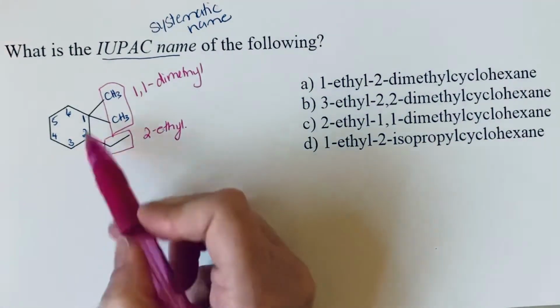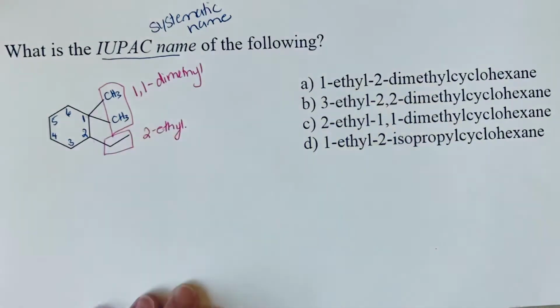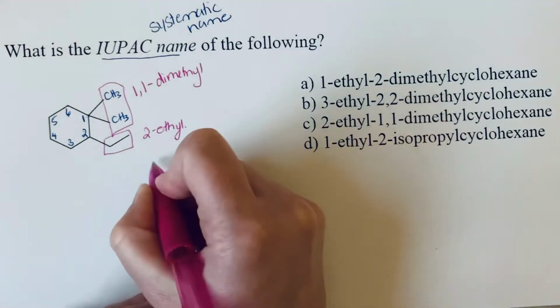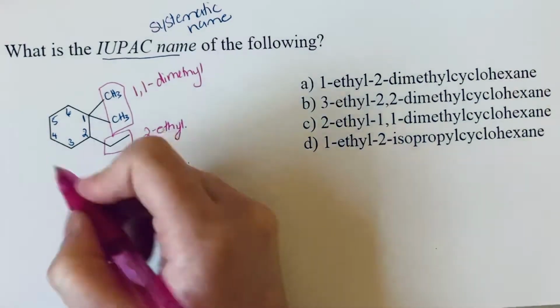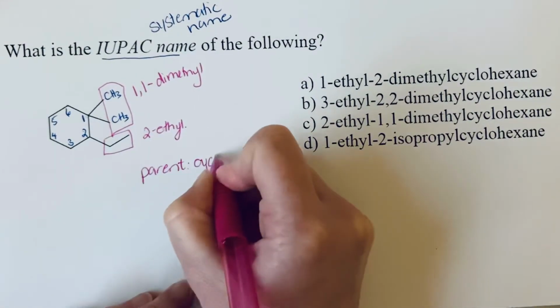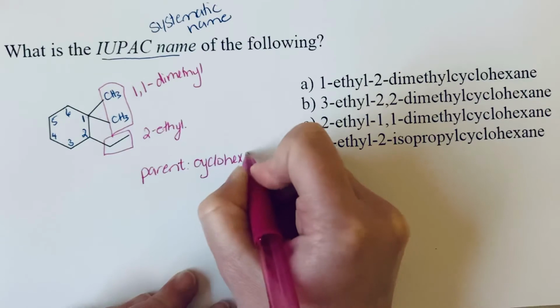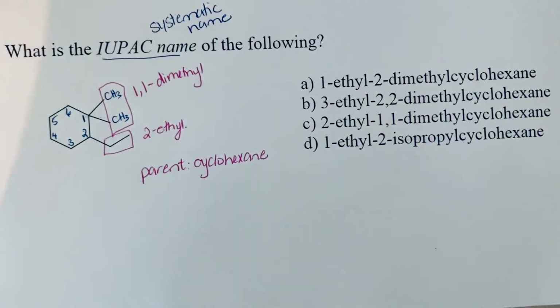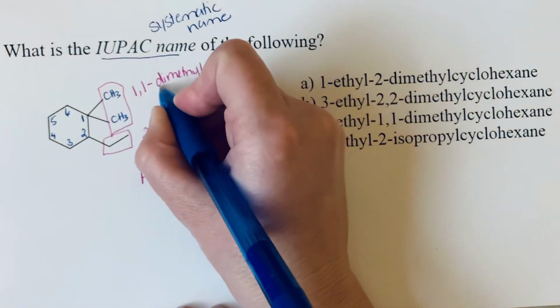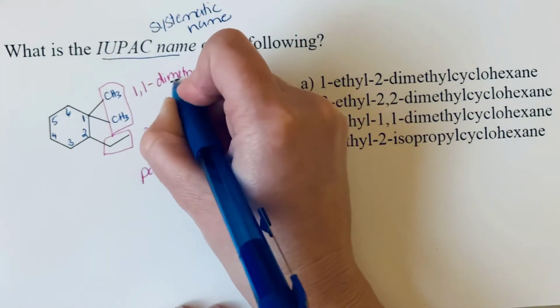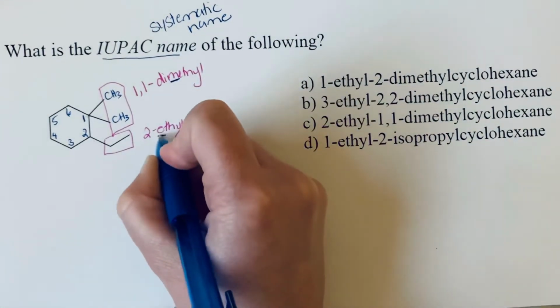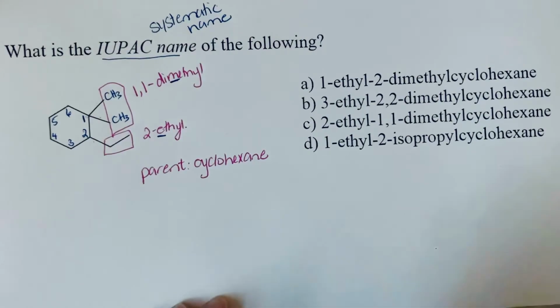And then the parent chain is that cyclic structure that contains 6 carbon atoms. So it is a hexane, and specifically because it's a ring, it is a cyclohexane. And then when we assemble this name all together, we're going to place our substituents in alphabetical order. And when we have a prefix such as di, we do not include that in the alphabetical order. So we are comparing the M from methyl to the E from ethyl, and that E comes alphabetically first.